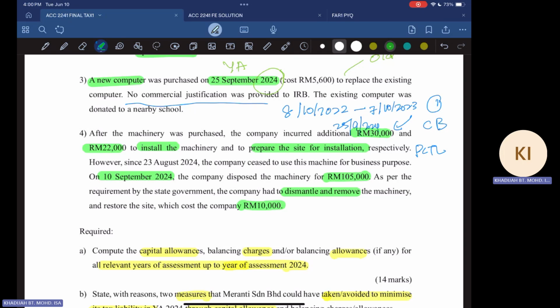So based on this information, number 1 is what is the qualifying expenditure, based on the cost, installation, and the PCTL. Once you have determined the QE, then number 2, compute what is your capital allowance. And number 3, whenever there's a disposal, whether it's a balancing charge or balancing allowance, of course, you have to compute your RE first. So whenever there's a disposal. Okay, so let's look into the answer.